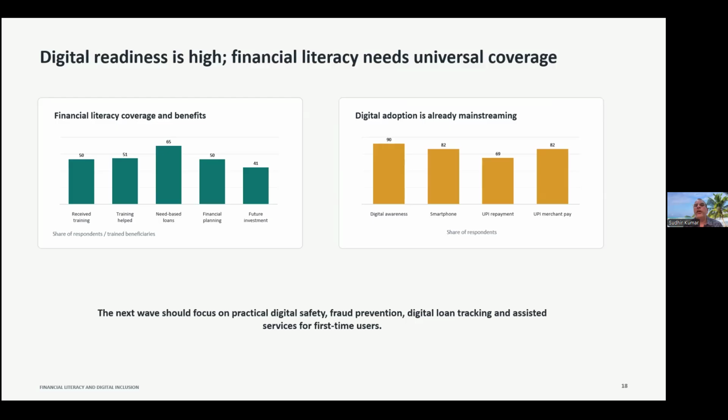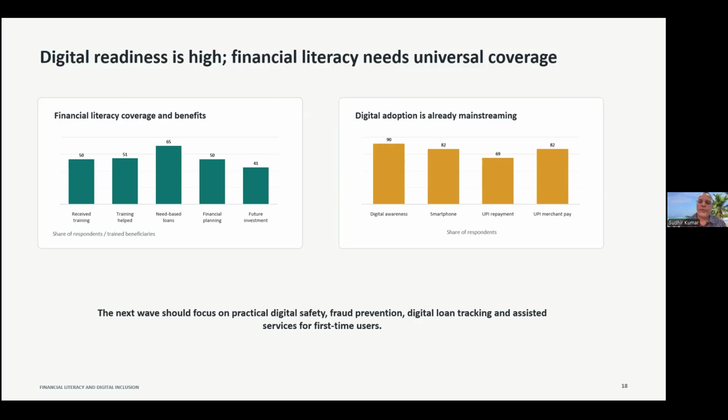82% own a smartphone. Now 69% of the clients have done UPI repayments, and 82% of the clients have done UPI merchant payments. Now, why is there a difference? Merchant payments are very high. Almost everybody is using it for merchant payments. 69% of the clients have at least once done the MFI repayments through UPI. So that's the difference between 69 and 82%: UPI repayments for MFI loans and UPI payments for merchants. That we had recorded separately.